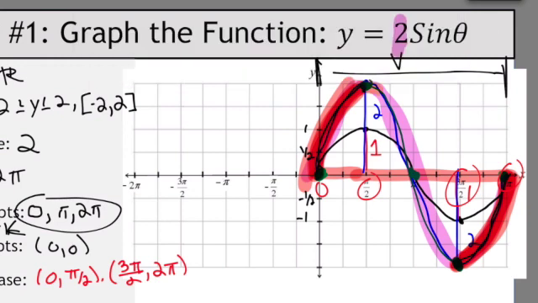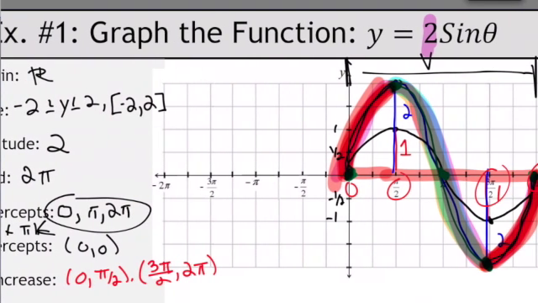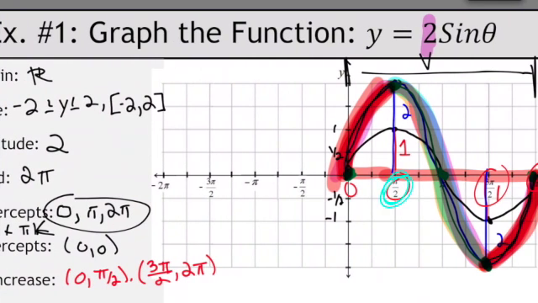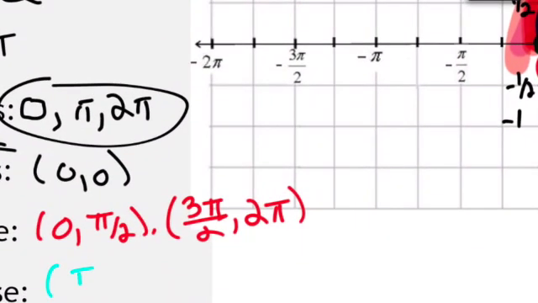It is decreasing right here in the middle. Let's see, maybe I can change the color up. There you go, that's better. All right, so right in that middle, we're decreasing from pi over 2 all the way to 3 pi over 2, right? So we've got pi over 2, and we are decreasing all the way until I hit 3 pi over 2.